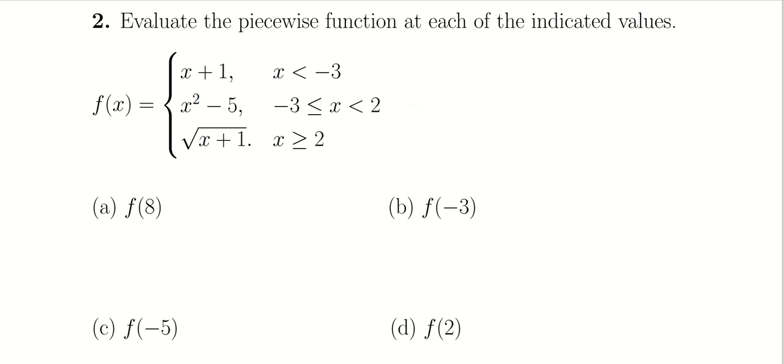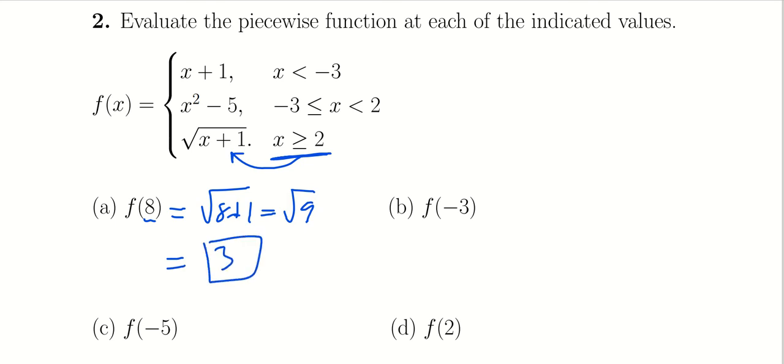For example, if we want to find the value f of 8, when x equals 8, that is going to be a value that is greater than or equal to 2. So that input satisfies this test condition, which means we would plug it into this piece here. It's going to be the square root of 8 plus 1, which is the square root of 9, which would give us the value 3.